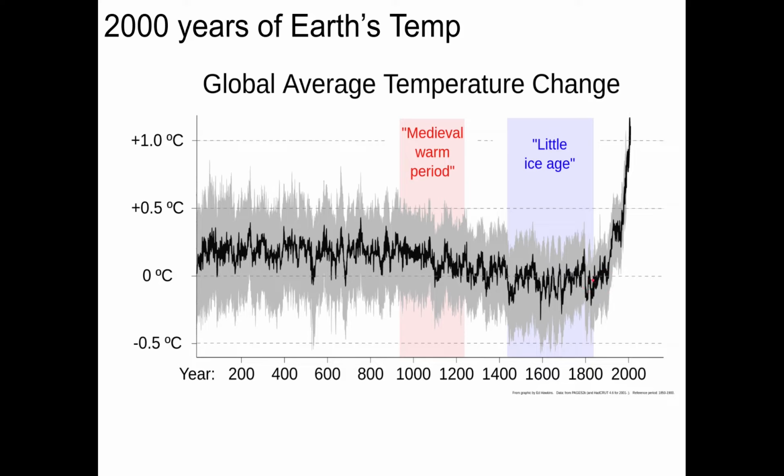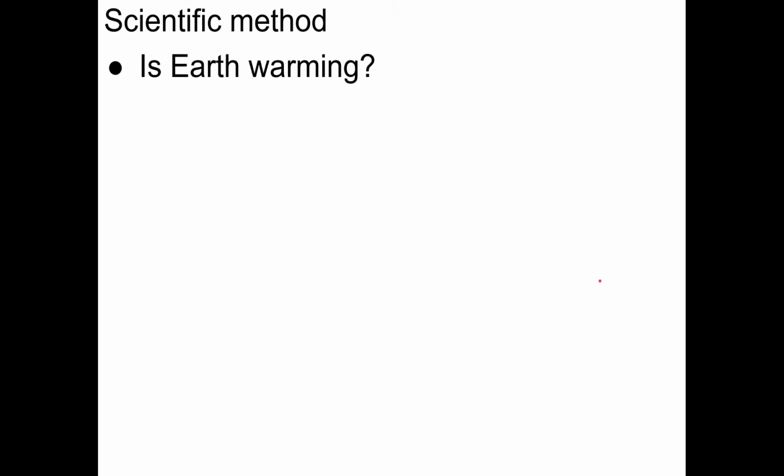So from the Industrial Revolution to the present, over the last 200 years, the temperature has gone up by a degree, which is considerably more than any other temperature movement over the last 1,000 years, which would seem to be important. So I think this answers the question: is Earth warming? Yes, Earth is warming.